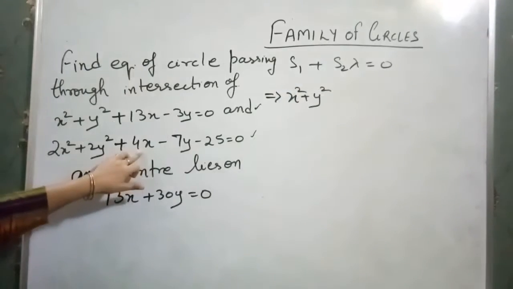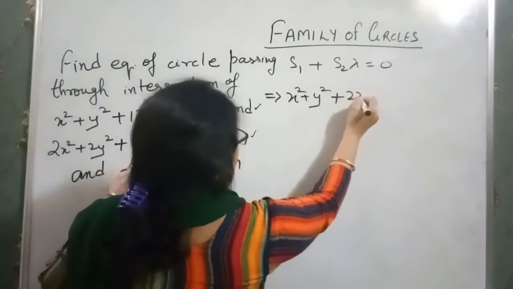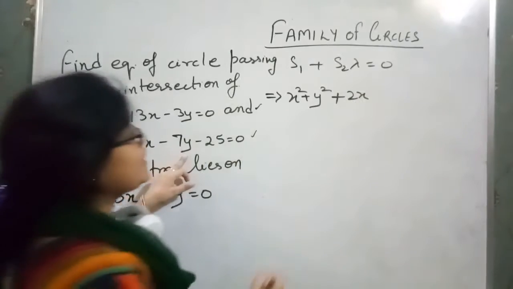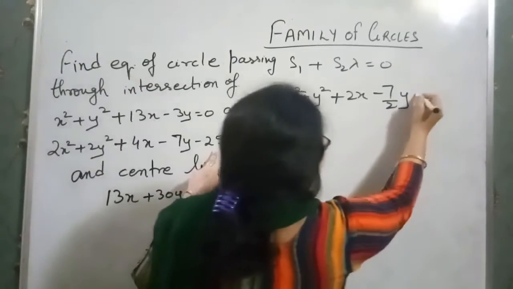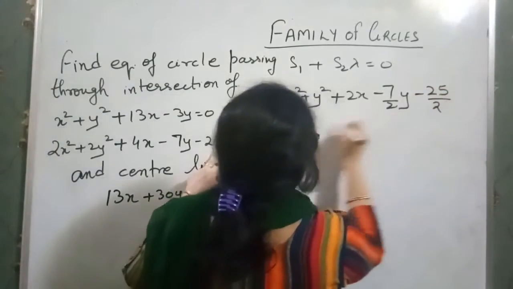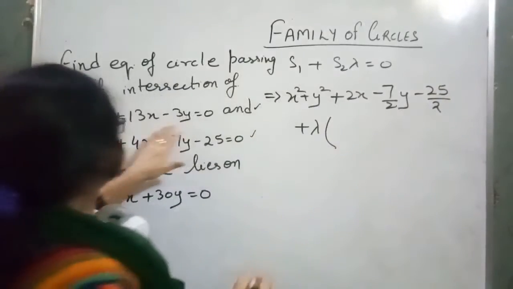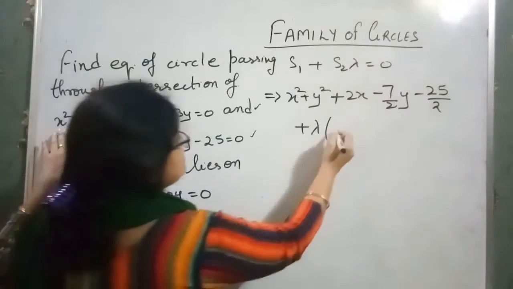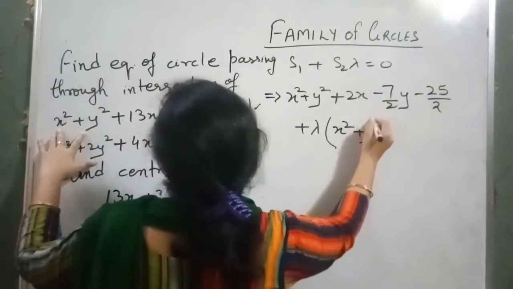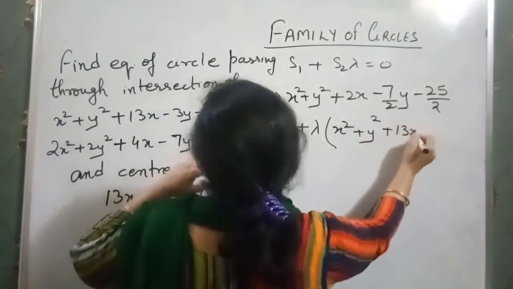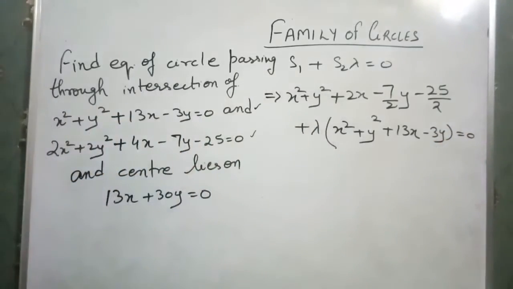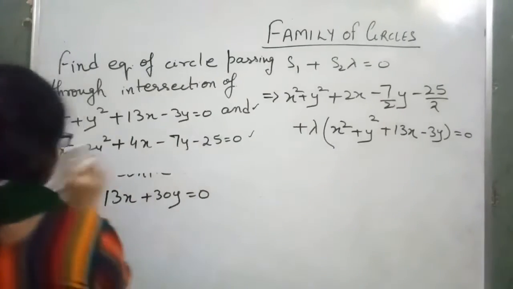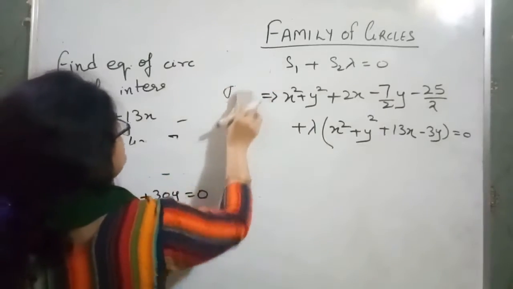So we have x square plus y square, then 4x divided by 2, that is 2x, then minus 7 upon 2 y, then minus 25 over 2. Clear? Then plus lambda times this circle. It doesn't matter, it gives the same answer: x square plus y square plus 13x minus 3y is equal to 0. So the required equation of the circle is this, and the center of this circle lies on this line, 13x plus 30y.